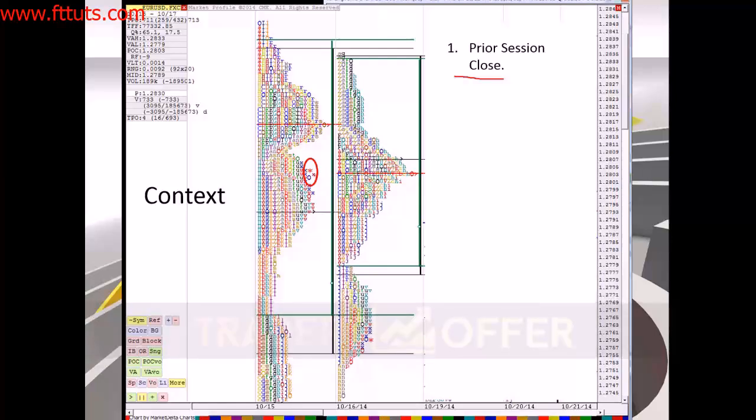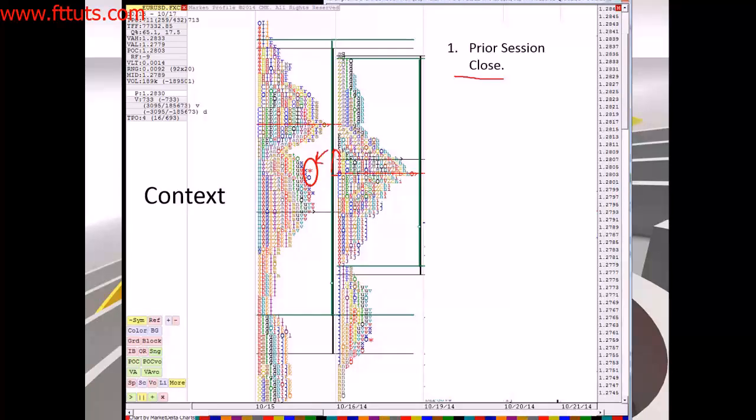And you can see here, we highlight the close of the prior session, and sure enough, here's period A. It opened here right around the close, and it went up a little bit higher. And we begin from there. That is really our starting point for our analysis. What happens once we close and the open begins?